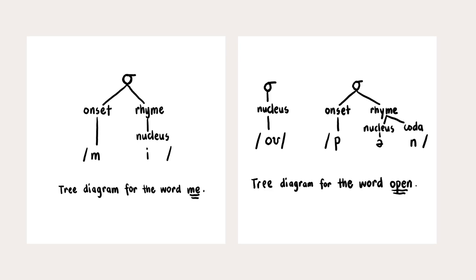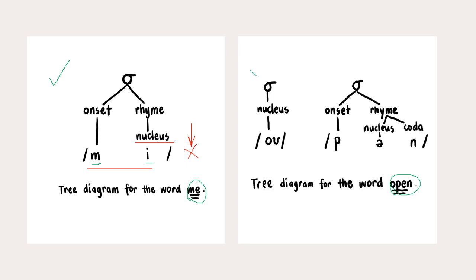Now let us look at the different tree diagrams for our previous examples, me and open. Now let us look at the first example, me. So this is an example of the tree diagram of the syllable me. So our onset or our initial consonant sound is the phoneme M. And then we have the nucleus or the vowel sound, which is long I. Then if you look at it closely, there is no coda, meaning there is no consonant sound right after our nucleus, which means that this syllable me is an example of an open syllable.